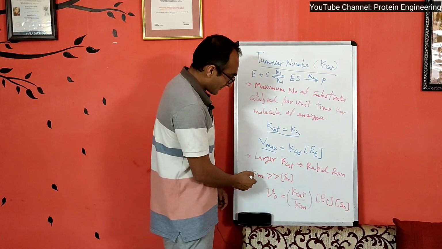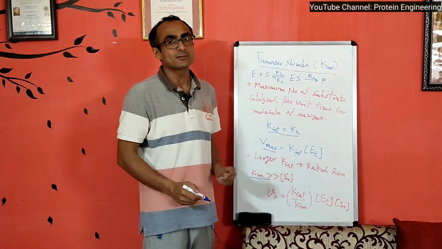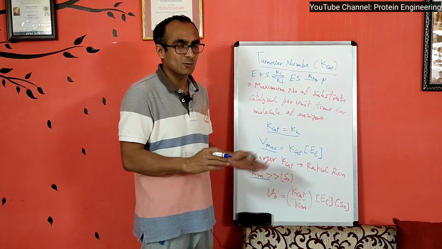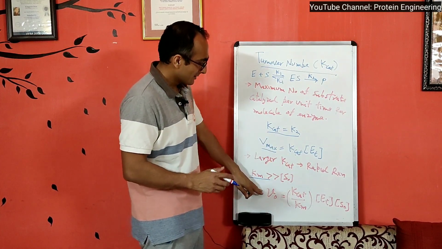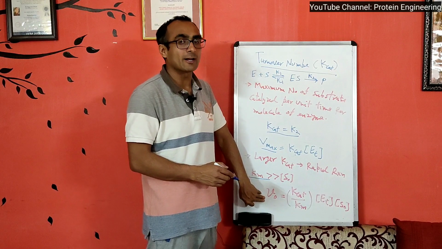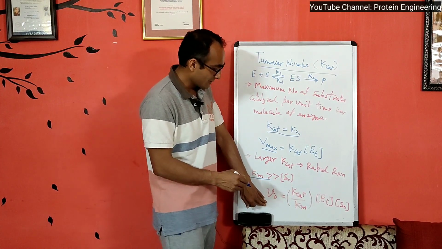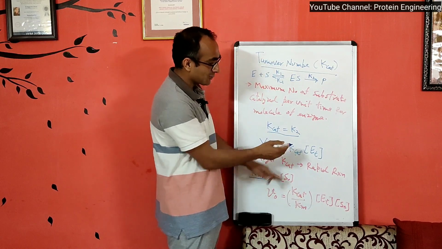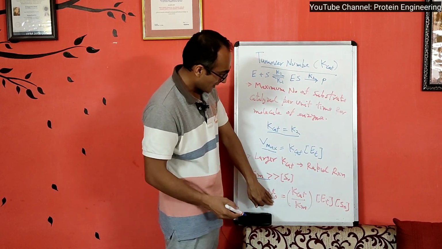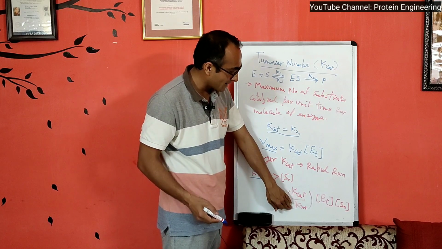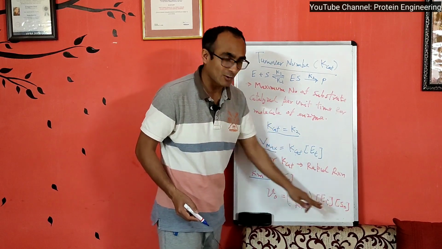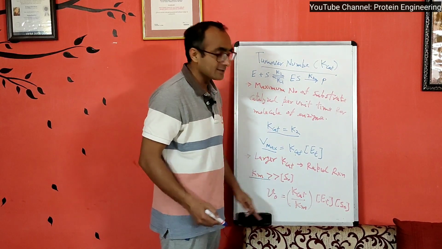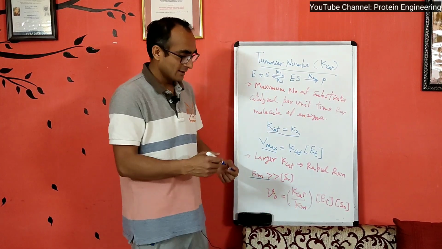And when Km is much more than the substrate concentration, when substrate is too little and Km is very high in comparison to the substrate concentration, the value of V naught can be derived from the Michaelis-Menten equation, which will now be equal to kcat by Km, because Vmax is equal to kcat ET. So V naught is equal to kcat upon Km ET into S naught. So this kcat by Km is a new constant which is called catalytic efficiency.